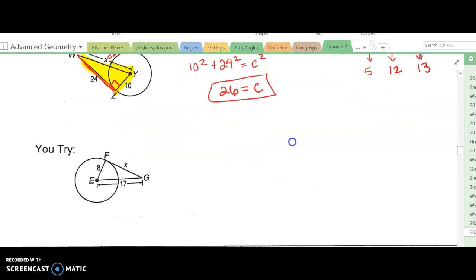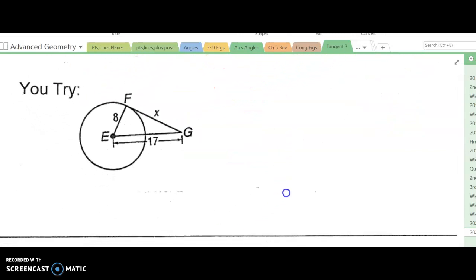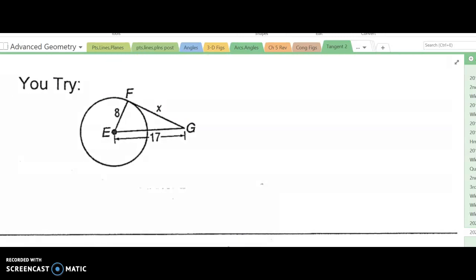Okay, so pause the video. You tried. This is another triple, just saying. Okay, so again, your radius meets your tangent line right here. The tangent line is that x that's touching the circle at point F. Your radius is the 8.